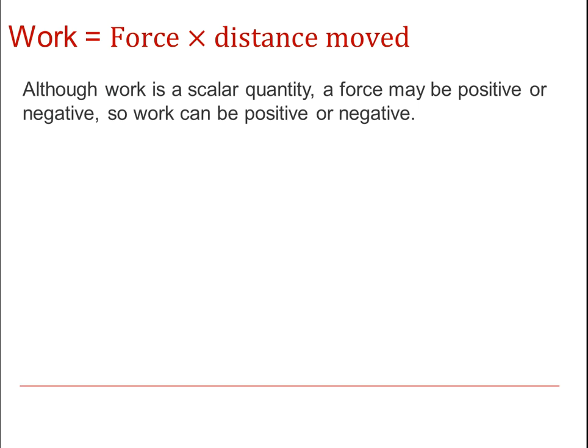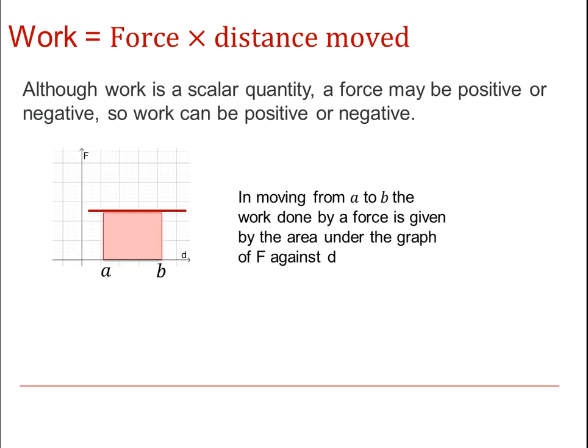We should note that work can be positive or negative. Although it's a scalar quantity, work done which is negative means that something is going to lose energy. We'll see that again in the connection between work and energy in a later video. So if we're moving from A to B with a constant force, then we could look at a force-distance graph, and we can see that we've got the area under that graph. And that's how later we will look at what happens when we have a variable force.